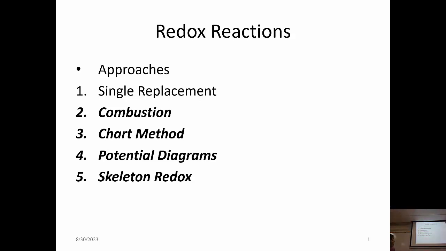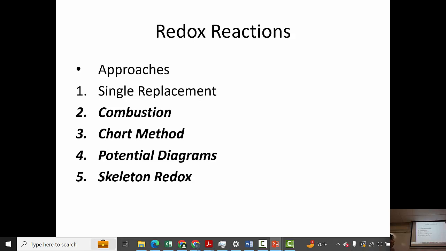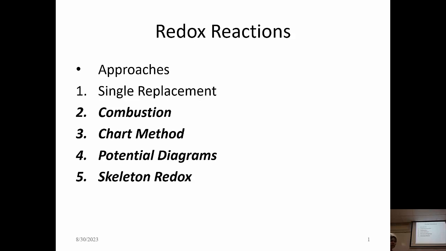For redox reactions, there are different approaches that you can take. One is you could do single replacement, but single replacement suffers from what? Single replacement has some restrictions. It's not a law, it's a rule. There are lots of exceptions to the single replacement rules. And so you have to be careful. Even if it were a law, you have to be careful.